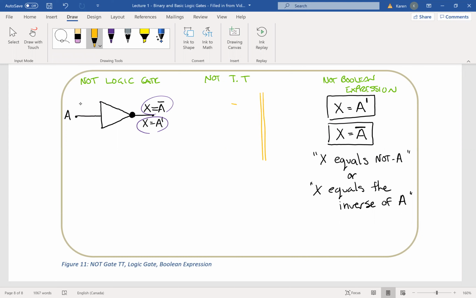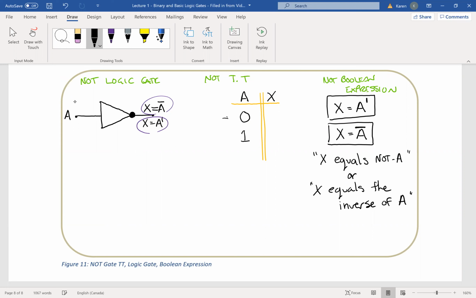So our truth table is going to be simple. There's only one input, so 2 to the exponent 1 is just 2. So the input is A, the output is X. There are two combinations. A could be 0 or A could be 1.